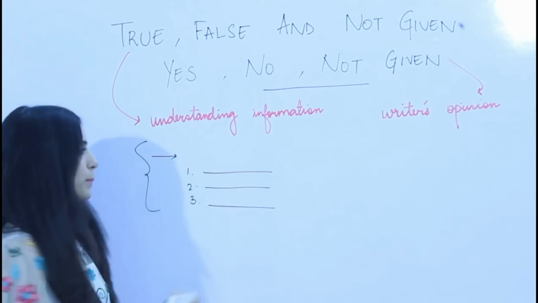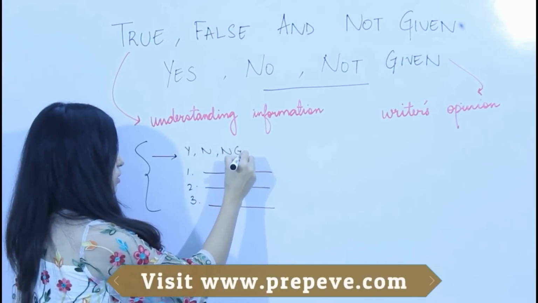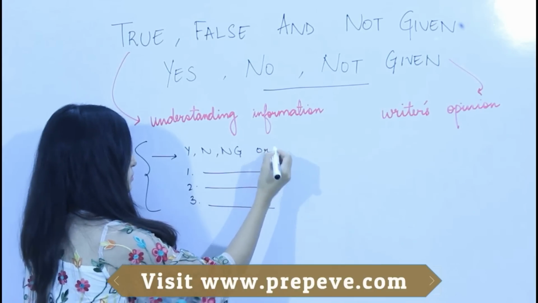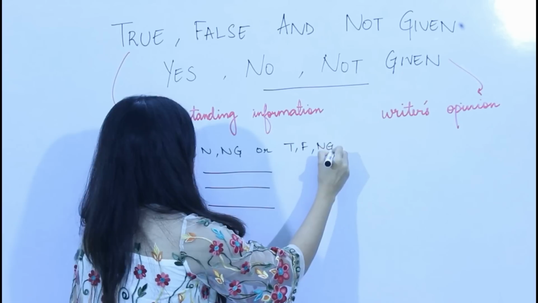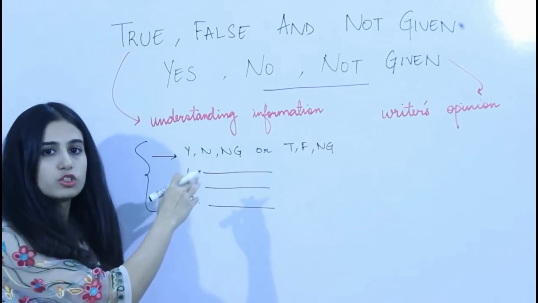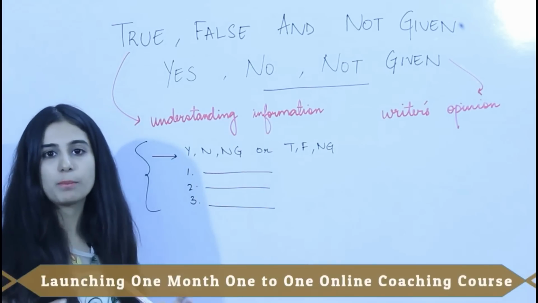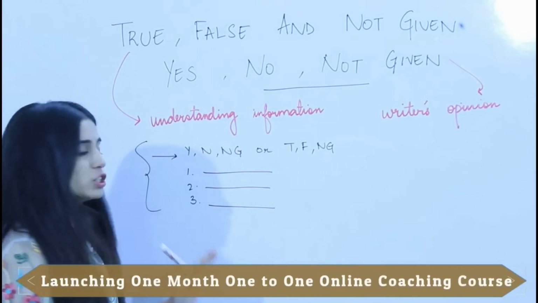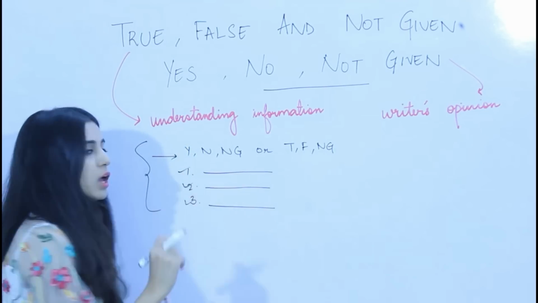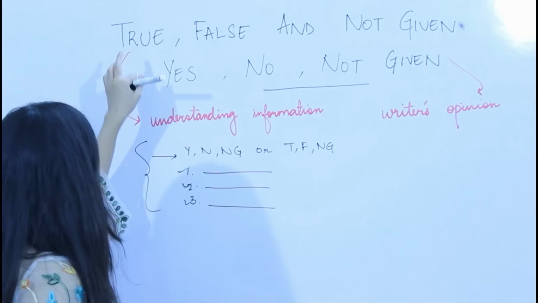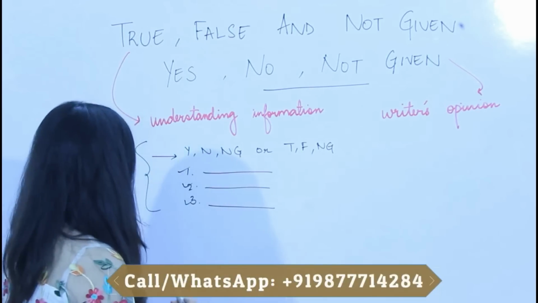So this is how your question would look like. Basically here the instructions would be given. And underneath those instructions, you will be given 3 to 7 or 8 questions depending upon the passage and depending upon the test, and you will have to answer these questions. Right, now what do you mean by true? What do you mean by false? What do you mean by not given? So let's understand that.